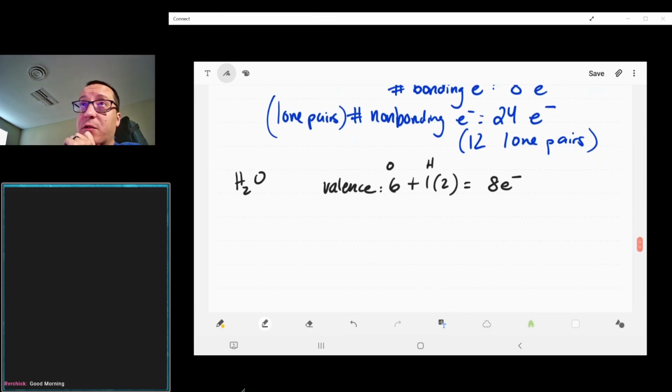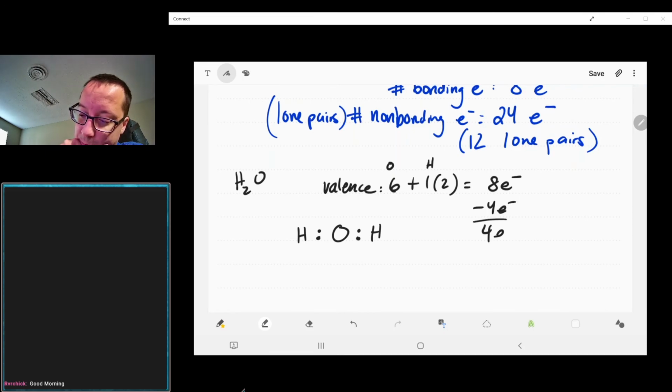Remember, hydrogen is never something that could be in the middle. So we're going to put oxygen in the middle. And we're going to put a hydrogen on each side. Or we could put them at 90 degrees. Doesn't really matter. And let's put a pair of electrons in between each one. So we'll use up 4 electrons. We have 4 left.